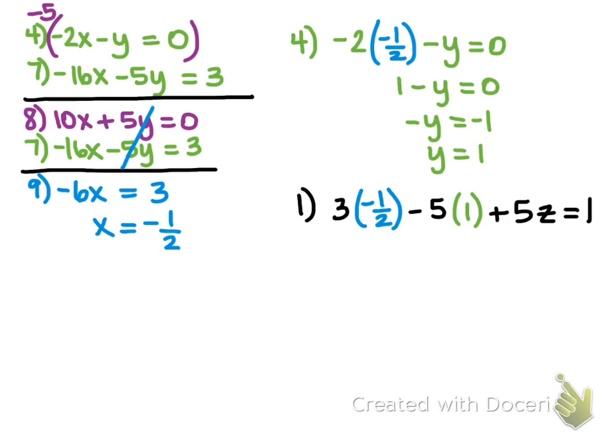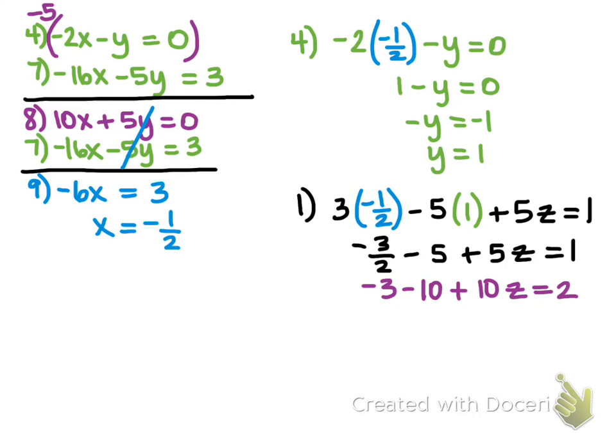So this will give me negative 3 over 2 minus 5 plus 5z equals 1. Because I don't want to work with this fraction here, let's multiply everything by 2 and it'll clear out the fraction. So that'll give me negative 3 minus 10 plus 10z equals 2.